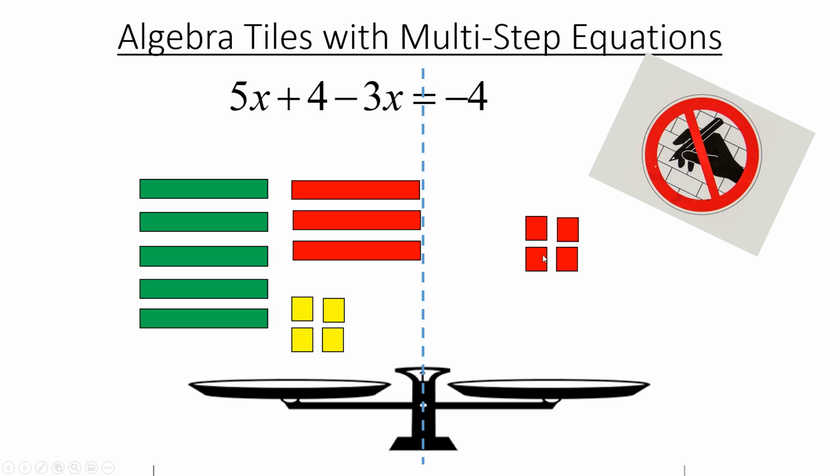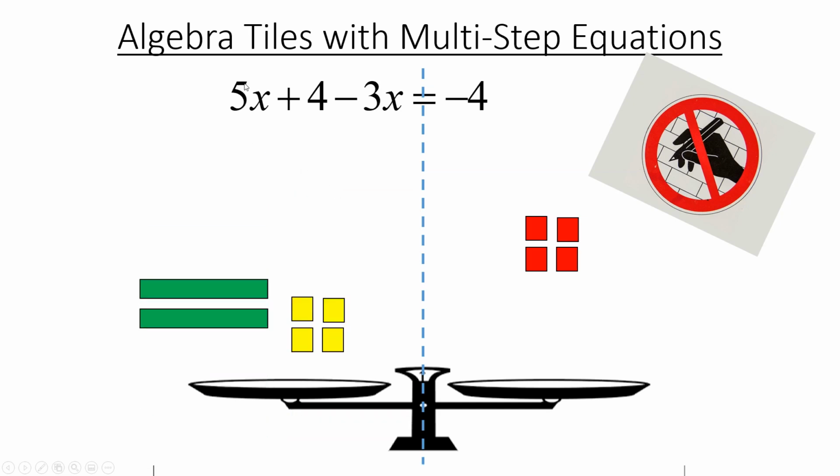So what's going to happen is we're going to simplify our x's because these will cancel out. Positive 1 and negative 1 are 0. So the 6, 3, and negative 3 will cancel out because 5x minus 3x is 2x. And now we have a two-step equation: 2x plus 4 equals negative 4.